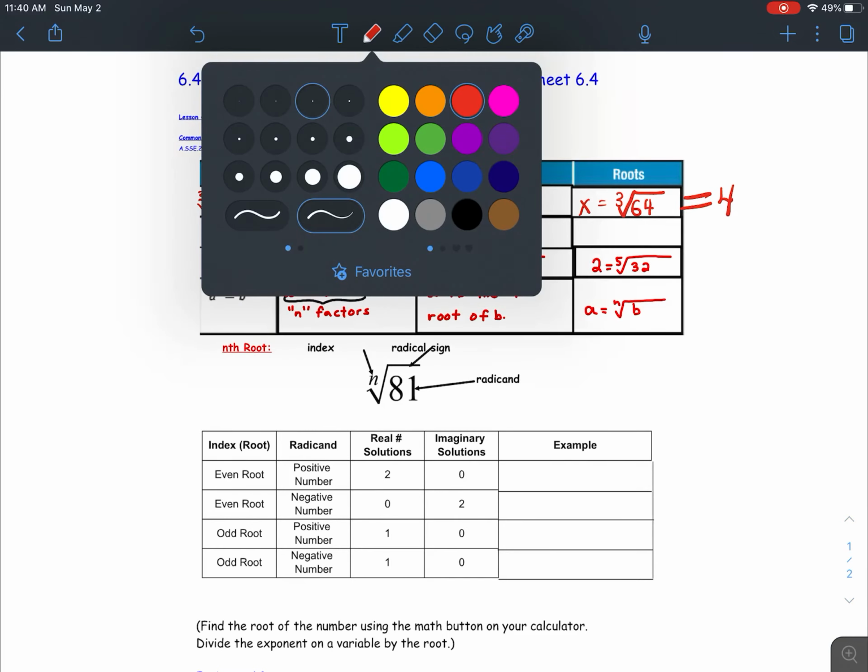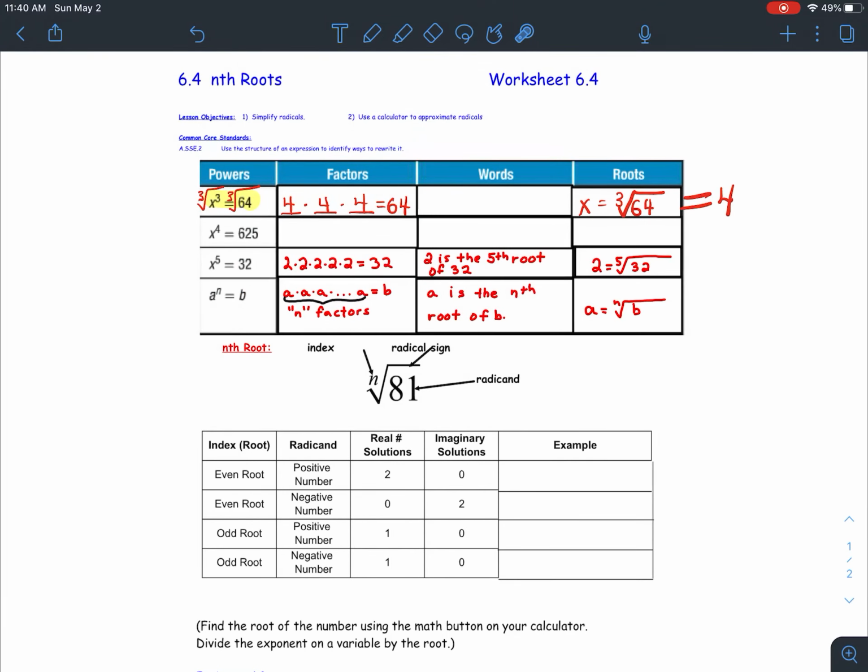Let's take a look at the next row here. You can see in this example, now our exponent is a 4 instead of a 3. And so what we would do if we were solving this is we would take the fourth root of both sides. That would get just an x on that side. Of course, we need to be able to take the fourth root of 625 on our calculator.